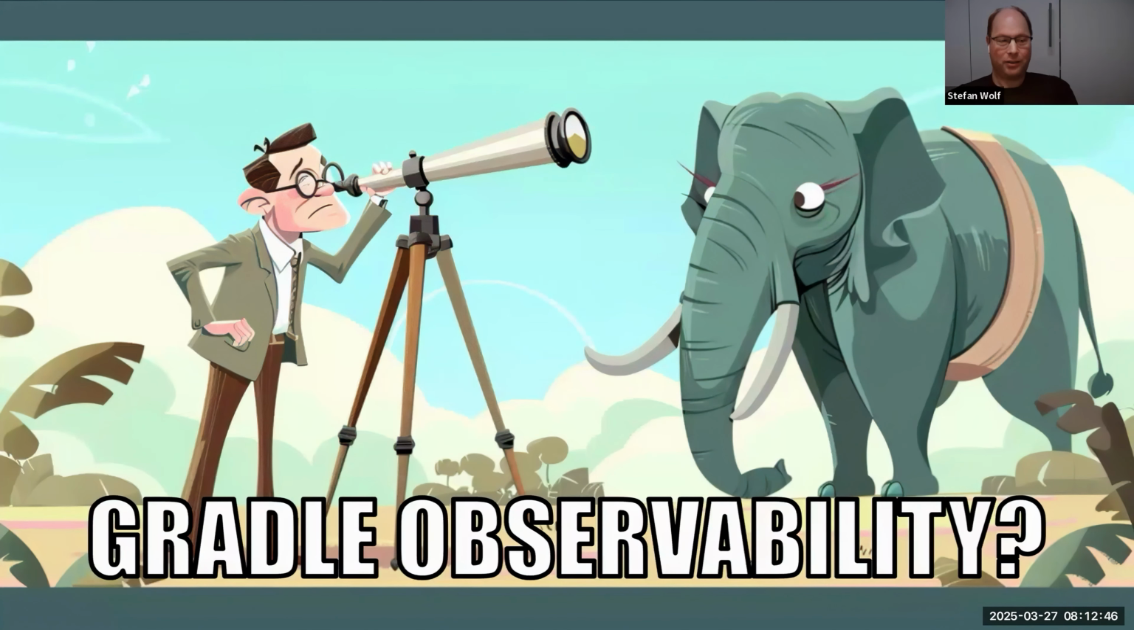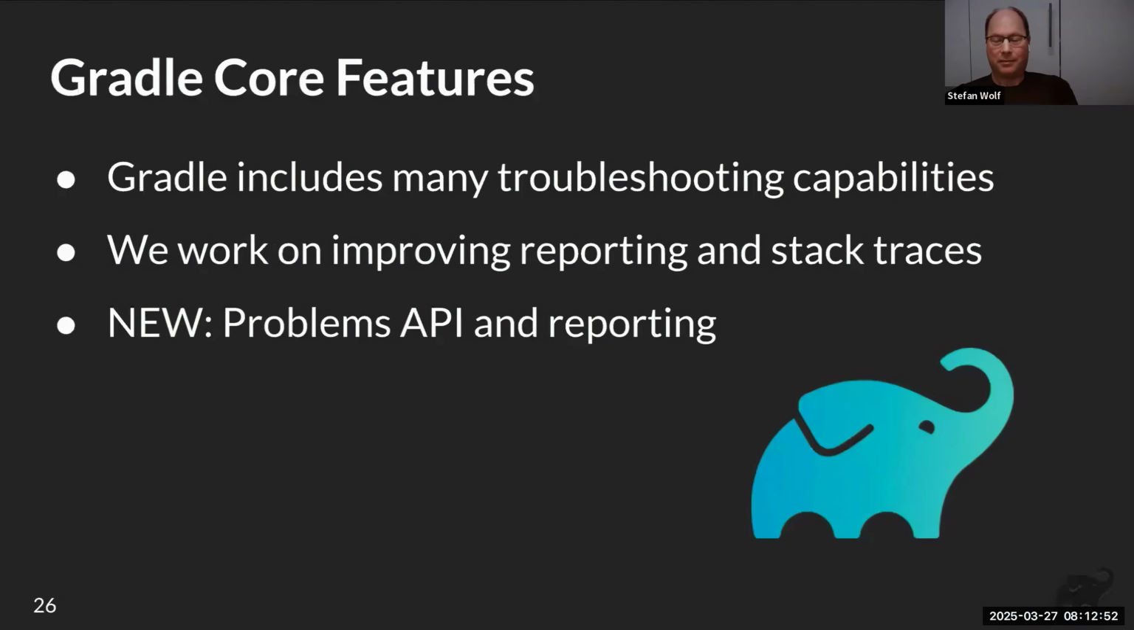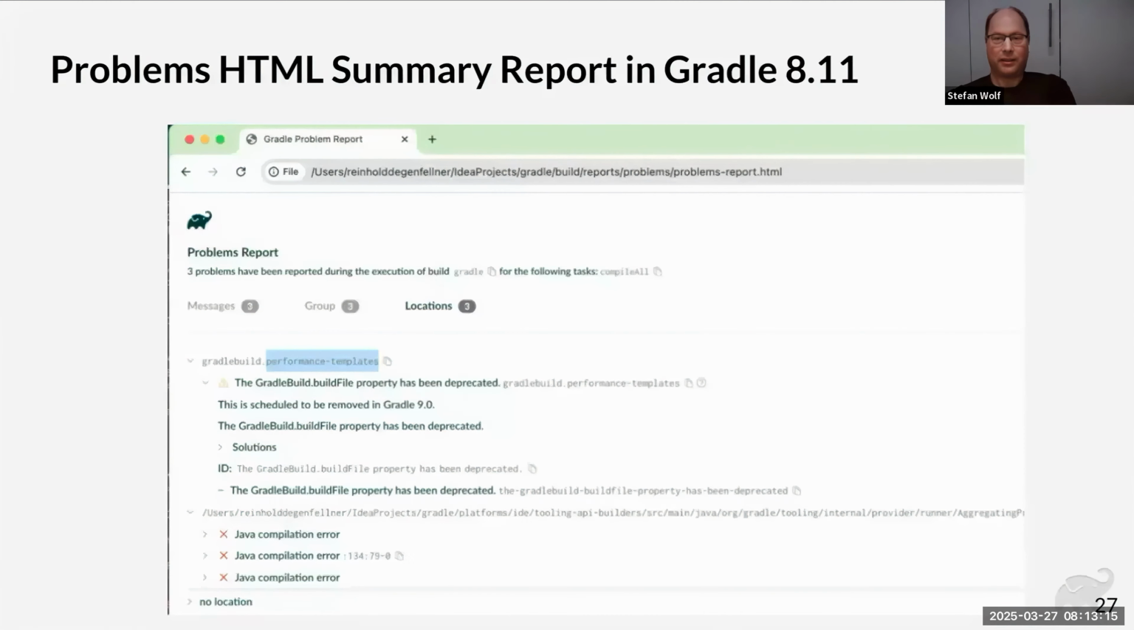All right, so what can Gradle do for you with respect to observability to make your troubleshooting better? And this is, on the one hand side, we're talking Gradle the build tool. So what does Gradle the build tool do to make your troubleshooting better? And Gradle already includes many troubleshooting capabilities. So we're currently working on improving reporting and stack traces in particular. And one new thing that we're doing is the problems API and reporting problems. So the problems API is a way for plugin developers and Gradle itself to provide structured problems to software developers and build engineers when running Gradle builds.